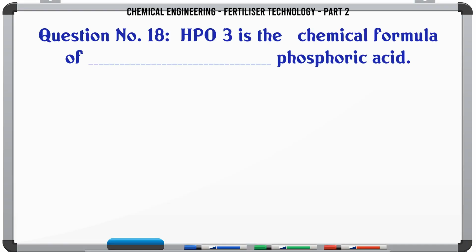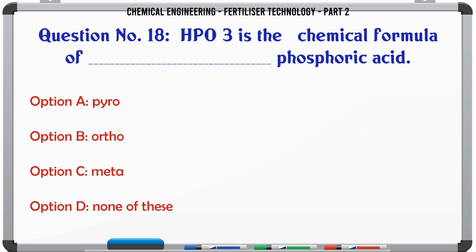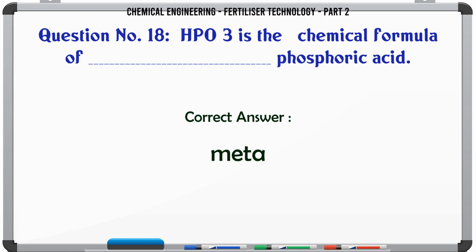HPO3 is the chemical formula of ___ phosphoric acid. A. Pyro, B. Ortho, C. Meta, D. None of these. The correct answer is meta.